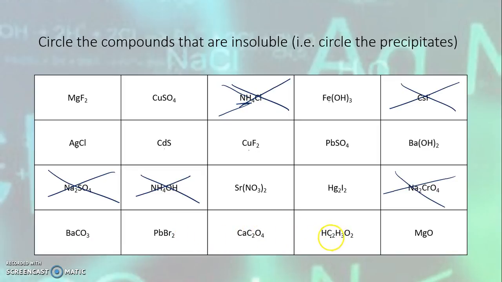This is an acid. Okay, we're just going to keep going. And then magnesium, nope, group 2. So we eliminated all the ones that are aqueous because of group 1, because of rule number 1.